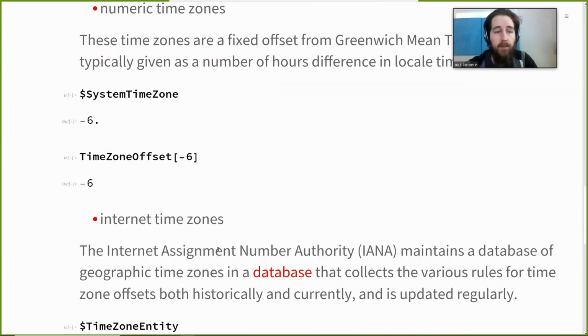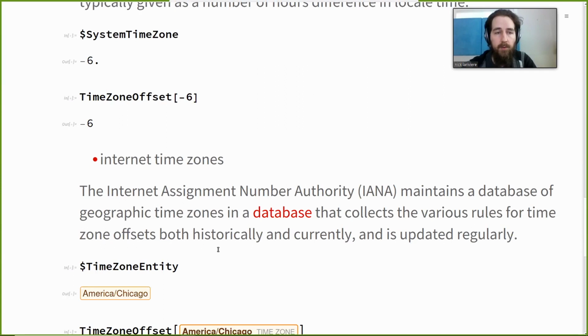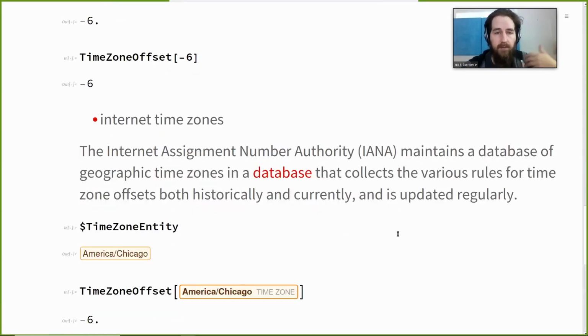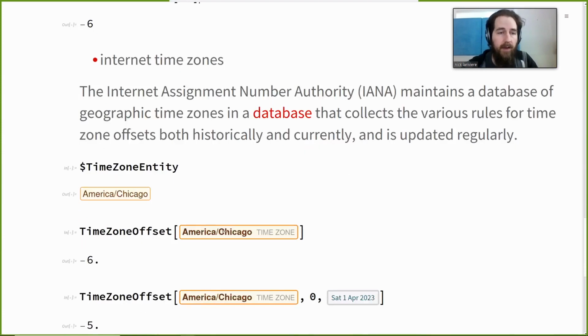Thus, we get time zones that are referred to as named time zones or internet time zones. These are a collection of rules about how time zone offsets are handled for a given location. Fortunately for anyone working with computers, IANA, or the Internet Assigned Numbers Authority, maintains a database of geographic time zones, which I have a link to here, that collects all of these rules and all of the changes and updates them throughout the year. If I look at my time zone entity, this is the time zone my computer uses to look up in the database when time zone transitions happen.